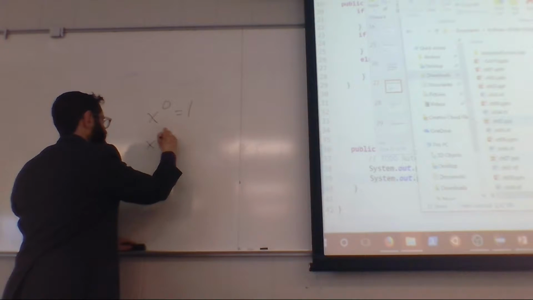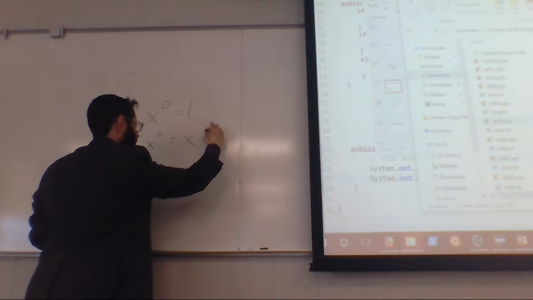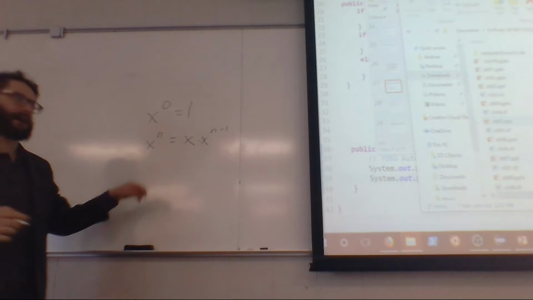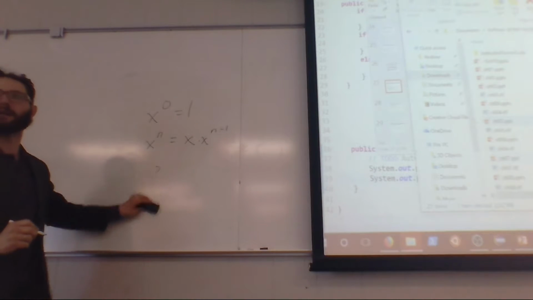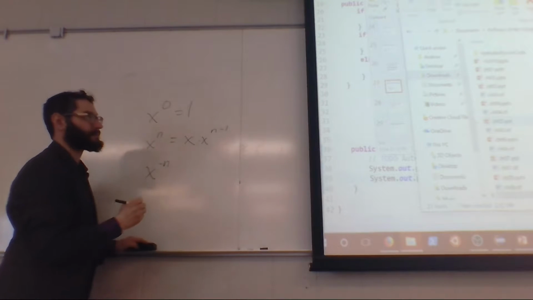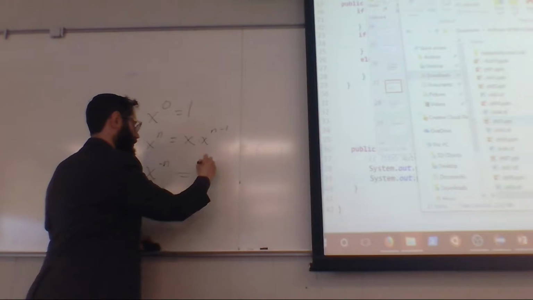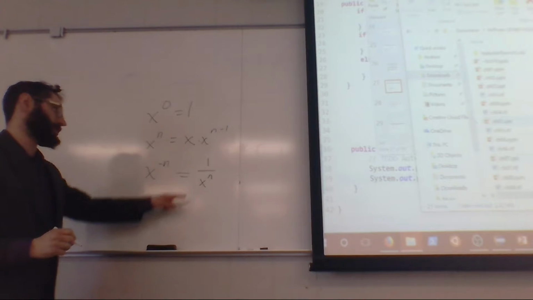x to the nth power is x times x to the n-1. We're going to assume that n over here is just an integer. We're not dealing with, like, x to the 2.7 power, which is just ugly. Okay, what about x to the negative nth power? It's just 1 over x to the nth power over here. So we can use this to call this one.